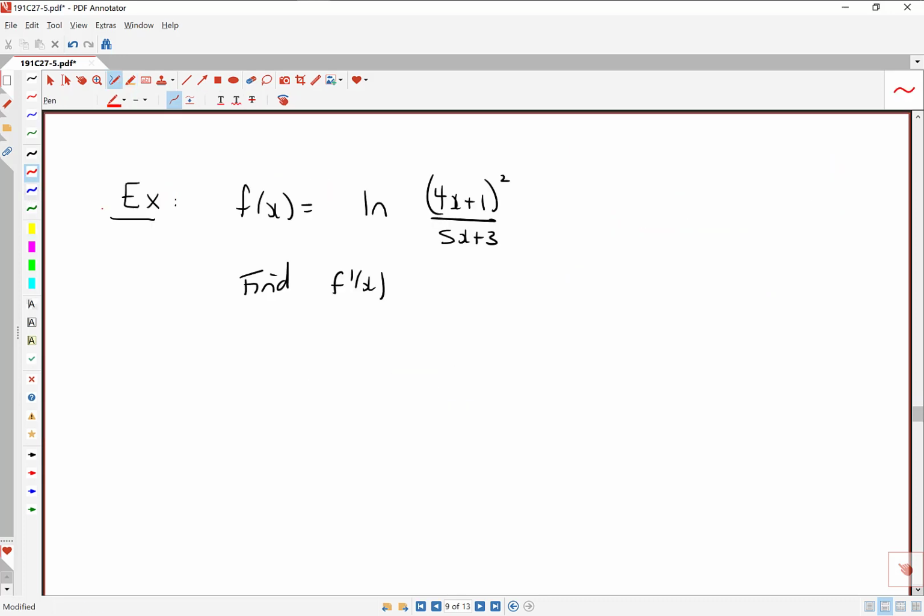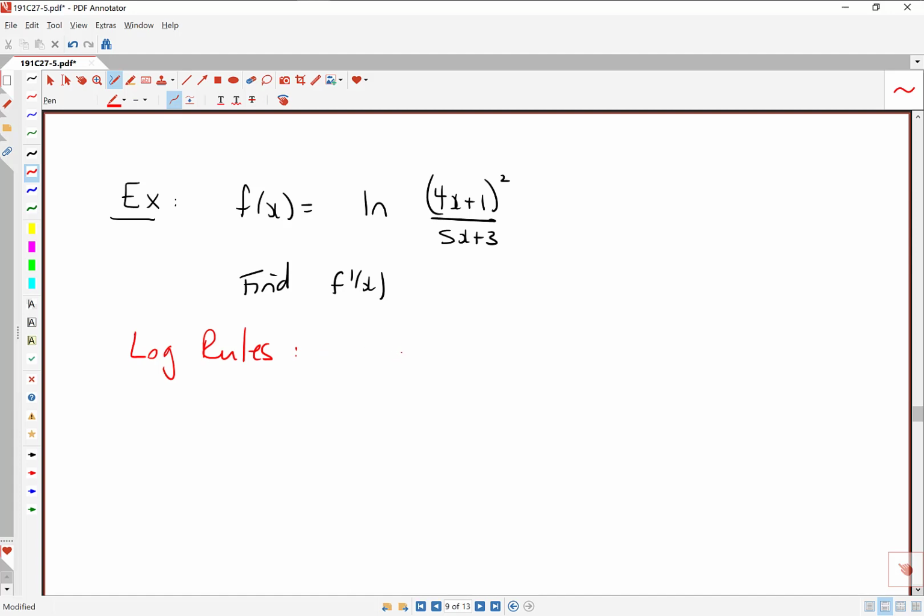This is our last problem for this video. f of x is ln of this quotient, and we are going to find f prime of x. Well, this is a perfect place to use the log rules to simplify. So rather than taking a derivative of something that has a quotient, that has a power in it, and having to use the quotient rule for derivatives and the power rule for derivatives, we could actually just use the log rules to simplify first and then take the derivative of a function that's simpler.